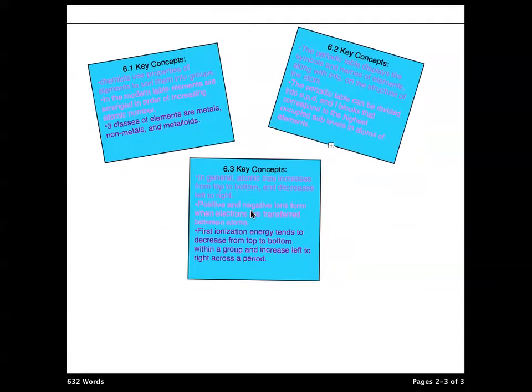And in 6-3, we learned in general atomic size increases from top to bottom and decreases left to right, which I wouldn't have known unless looking at it carefully, and this has taught me a lot. And then positive and negative ions form when electrons are transferred between atoms, and first ionization energy tends to decrease from top to bottom within a group and increases left to right across a period. So that is an overview of chapter 6.